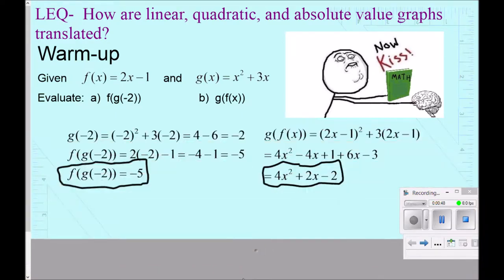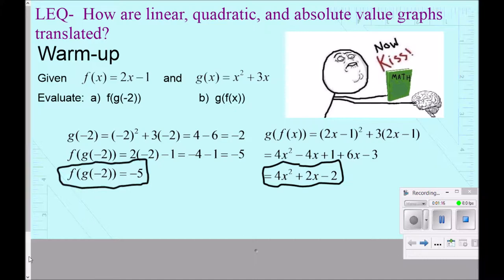here. So the first one was find f of g of -2, which means substitute -2 into the g function everywhere there's an x, and simplify that so I get -2 when I've done that. And then -2 is input into the f function, which means 2 times -2 minus 1, which simplifies to -5. So f of g of -2 is equal to -5.